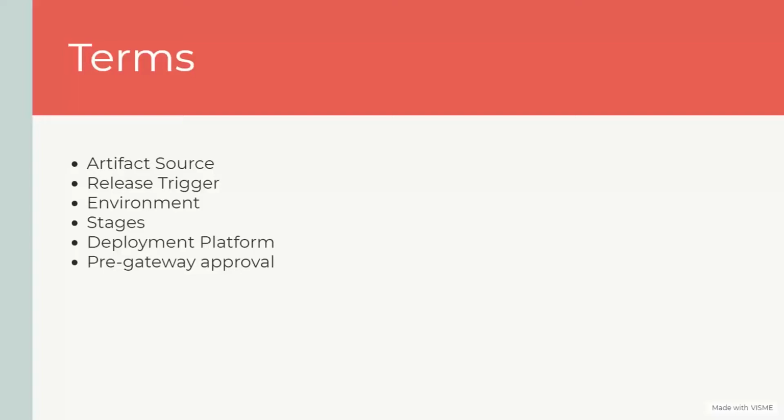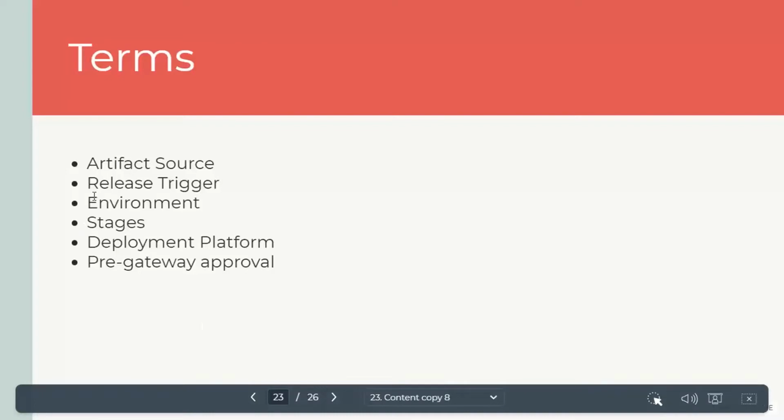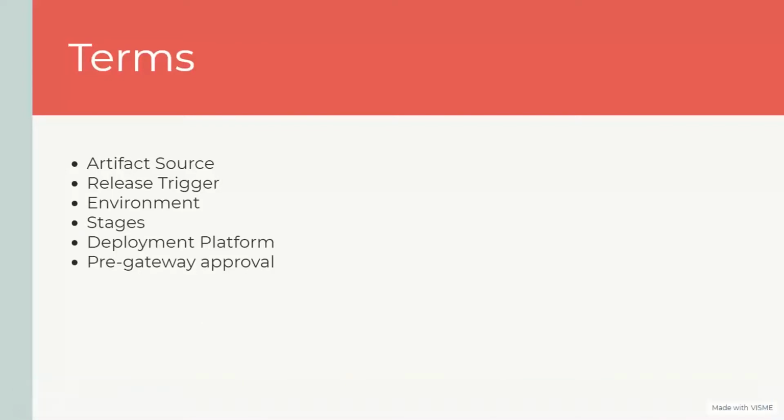Before going further, we need to know the terminologies we are going to use. It's not difficult, so you may already understand. When we navigate to the release pipeline page, these are the terms we will be seeing. For example, the artifact source.